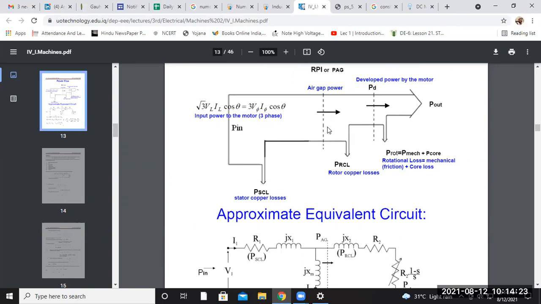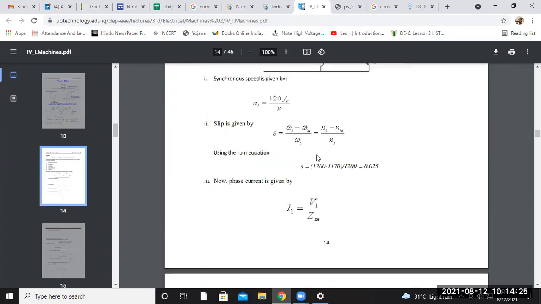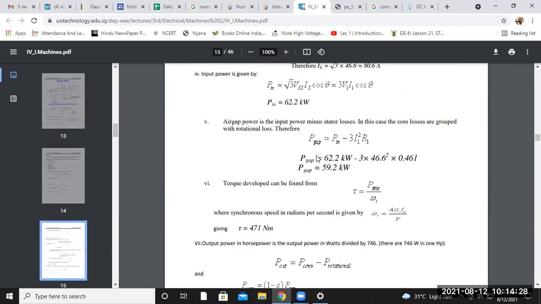This is the air gap power. In the previous classes, we have already seen that the air gap power formula is the input power minus the stator ohmic loss, and that will give you the air gap power. So you have the input power as 62.2 kilowatt minus 3. This 3 exists for a 3 phase machine.